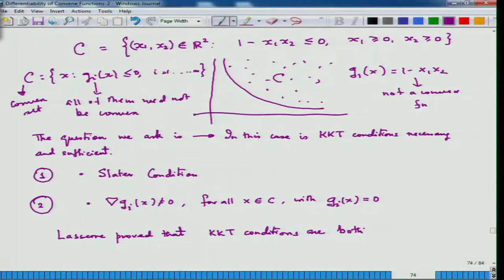So, even if all the functions representing the set C are not convex, we can still show that the KKT conditions hold under these two assumptions, this is called a non-degeneracy condition. We will not go into too much detail because it is just snippets. The non-degeneracy condition. So, Lavey proved that KKT conditions are both necessary and sufficient.